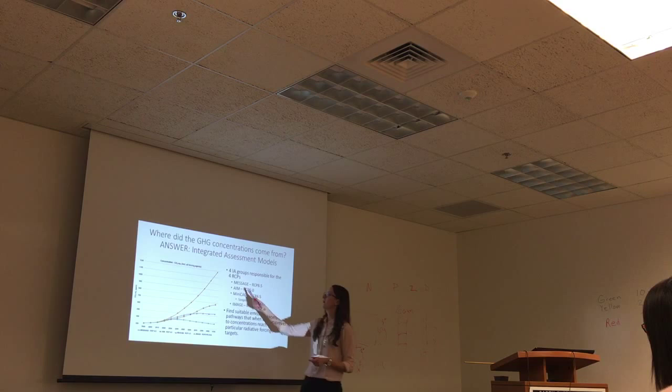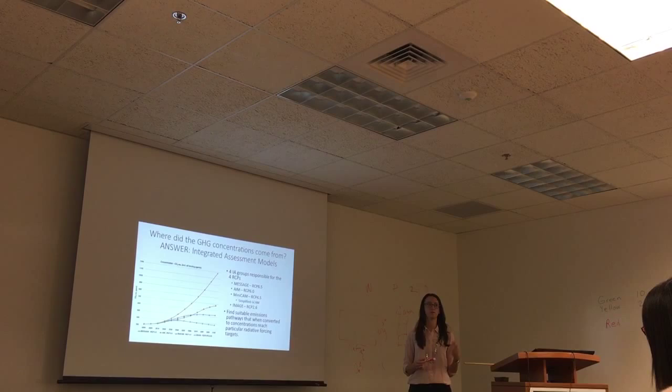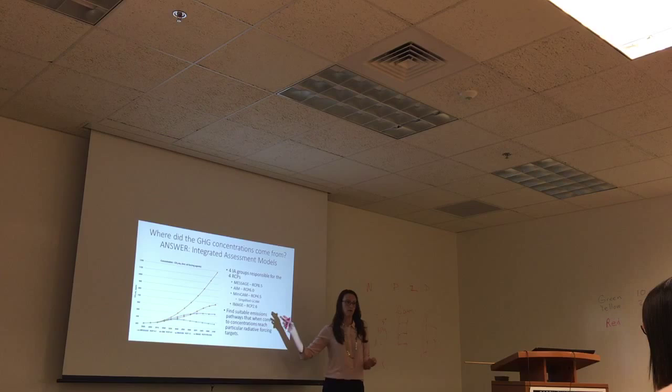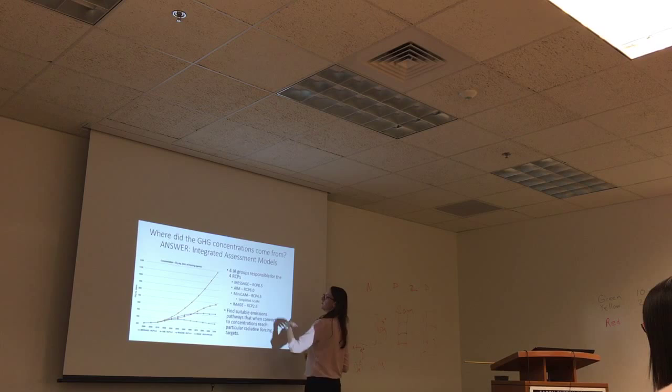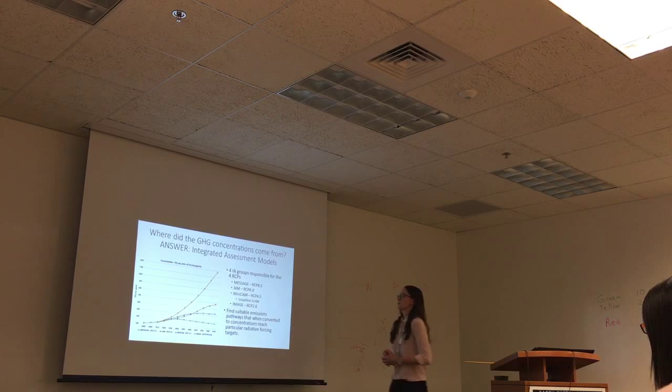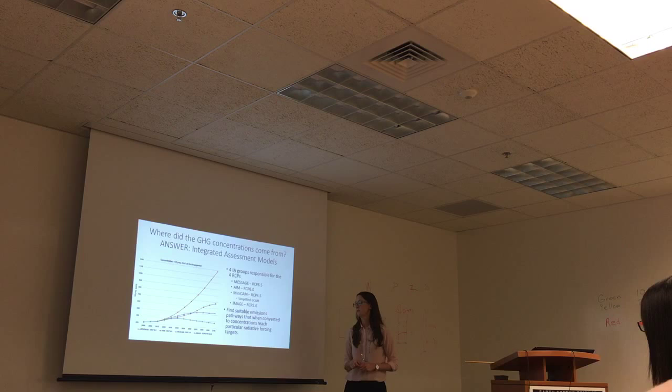So there's four integrated assessment groups that are responsible for the four RCPs. In particular, RCP4.5 was calculated by a version of GCAM called MiniCAM. And it's essentially like a more simplified GCAM. So what these integrated assessment models, MESSAGE, AIM, MiniCAM, IMAGE, did was they wanted to find suitable emissions pathways that when they were converted to concentrations, reach a particular radiative target.